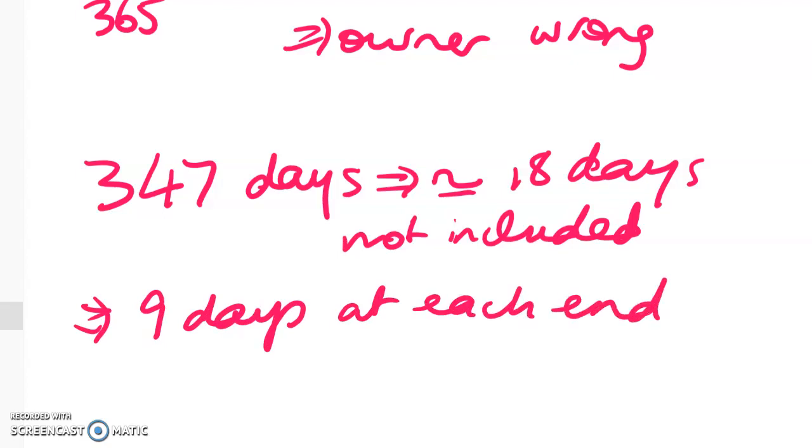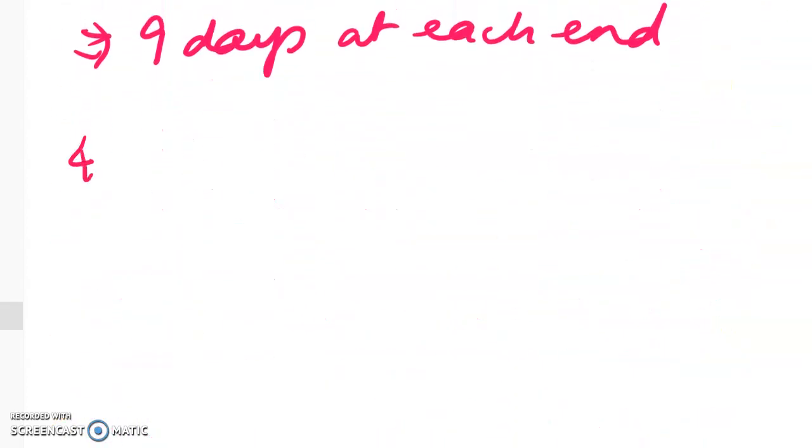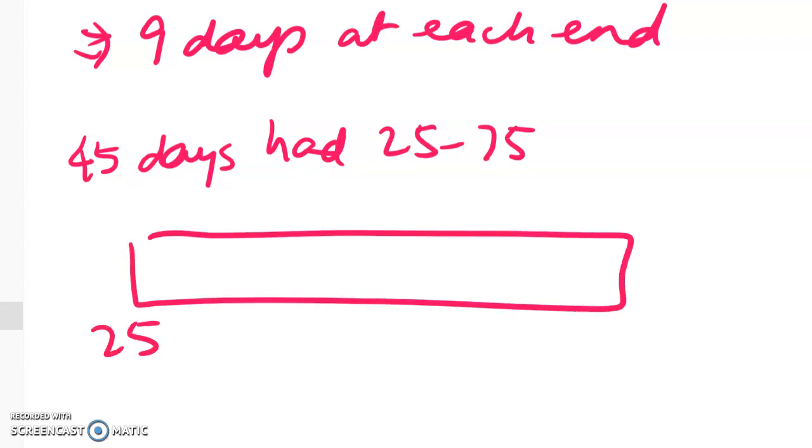So let's look at where we're going to chop those off. And this is where drawing on the graph is quite good. Well, we've got 45 days in here and we've got 30 days in here. So we want to chop off 9 at each end. So 45 days had web page views between 25 and 75. So if we draw that out, we've got 25 here, we've got 75 here.